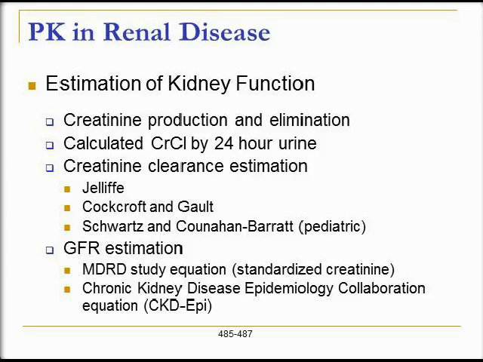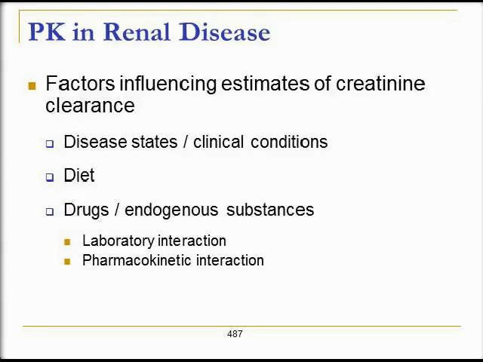And CKD-EPI, or the Chronic Kidney Disease Epidemiology Collaboration equation, is a little more difficult if you look at the equations on the bottom of page 486. Even more difficult than MDRD. However, it's better when you get above 60. So now CKD-EPI is good at all GFRs, not just those that are less than 60.